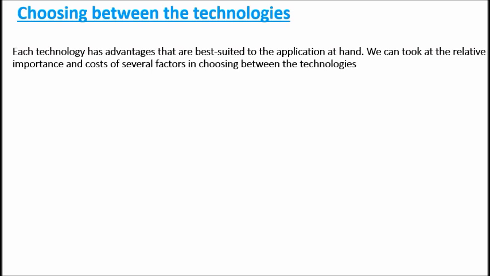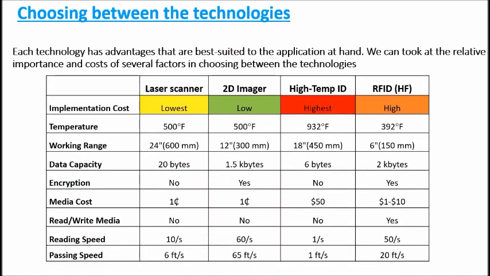Choosing between the technologies. Each technology has advantages that are best suited to the application at hand. We can look at the relative importance and costs of several factors when choosing between the technologies: laser scanner, 2D imager, high temp ID, RFID. You can see the implementation cost, temperature, working range, data capacity, encryption, media cost, read-write media, reading speed, and passing speed.